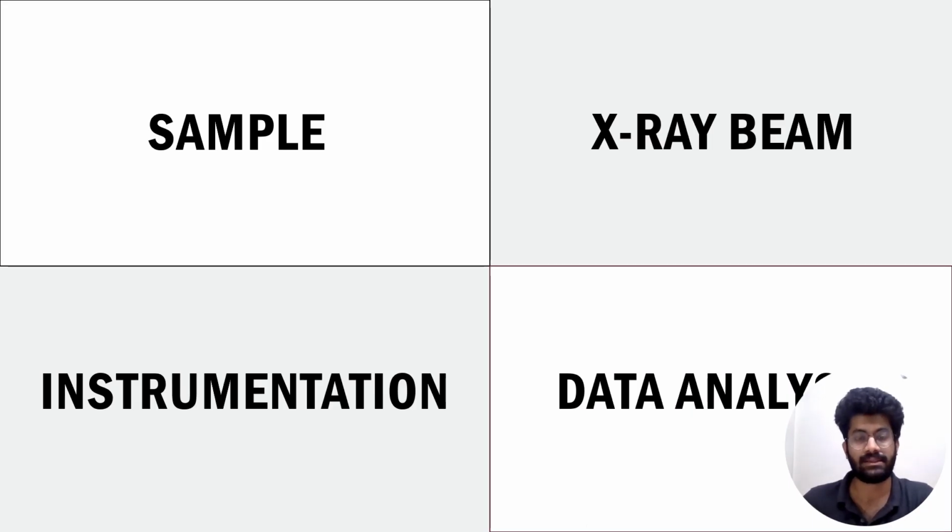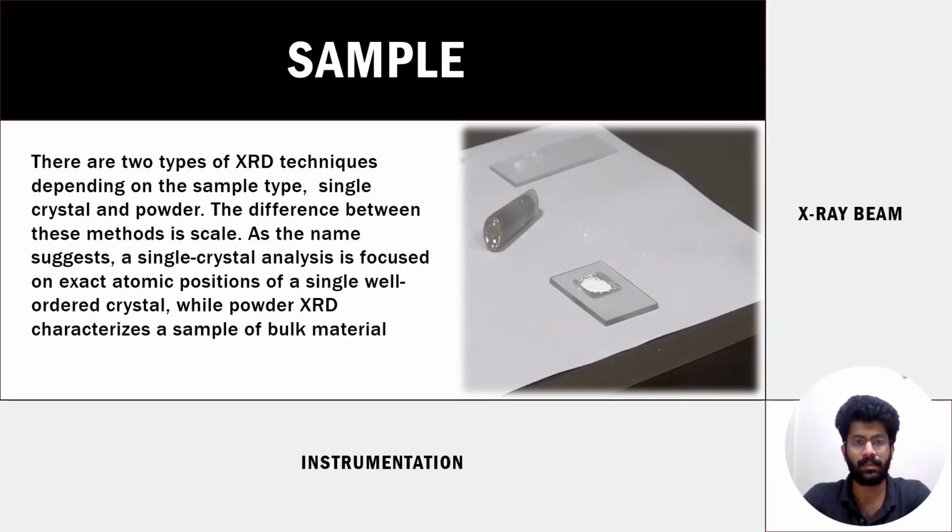Now we can divide the understanding of X-ray diffractometers into four parts. First is the sample preparation. There are two types of XRD techniques depending on the sample type: single crystal and powder. We can further categorize single crystal into small and large crystals. The difference between these methods, the single crystal and powder, is scale.